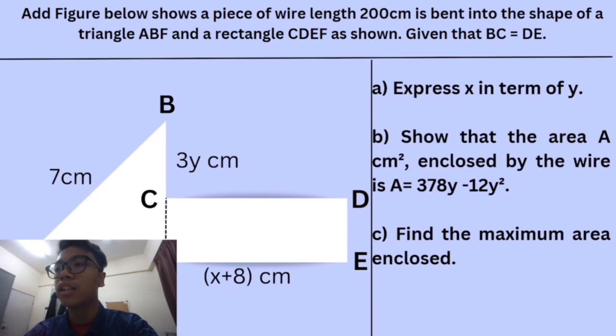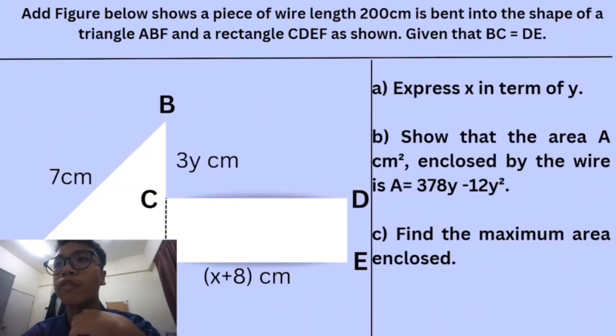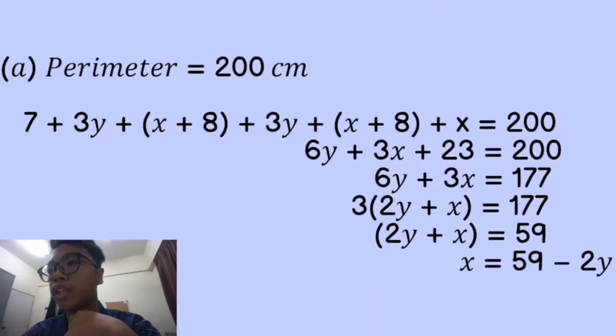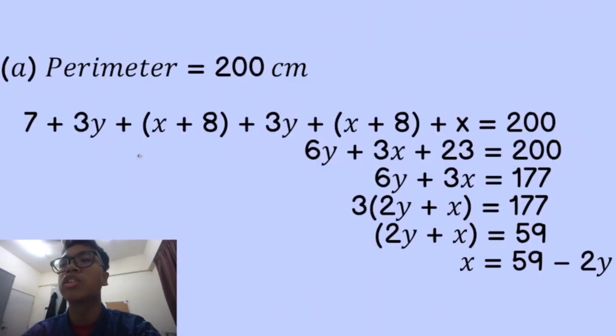For question A, the question asks us to express x in terms of y. First of all, we need to find the perimeter, which we can find in the question: a piece of wire of length 200 cm is the perimeter. Then we need to add every value on each side, which are AB, BC, CD, DE, EF, and then FA. So we add all the values and we get 7 plus 3y plus x plus 8 plus 3y plus x plus 8 plus x equal to 200.